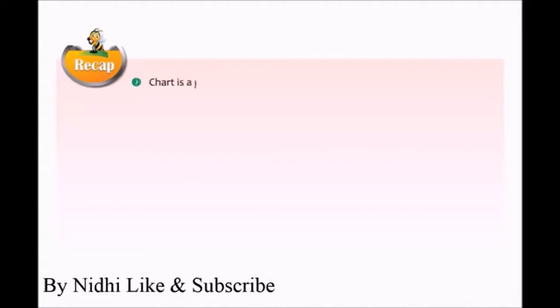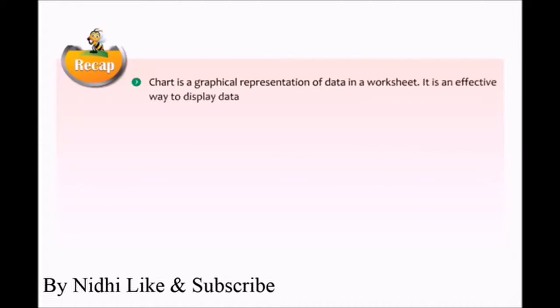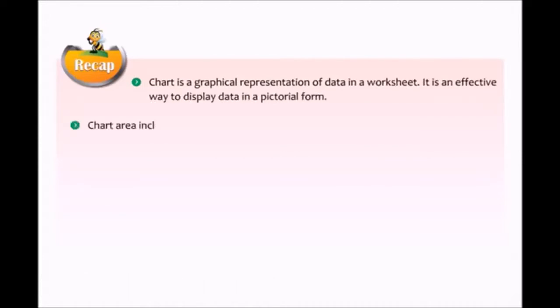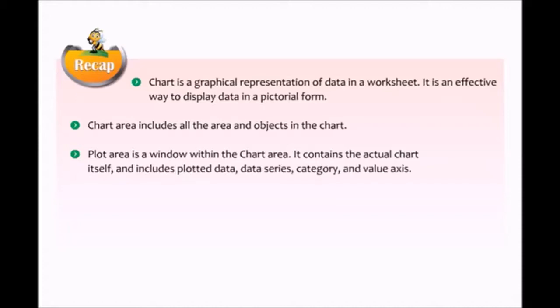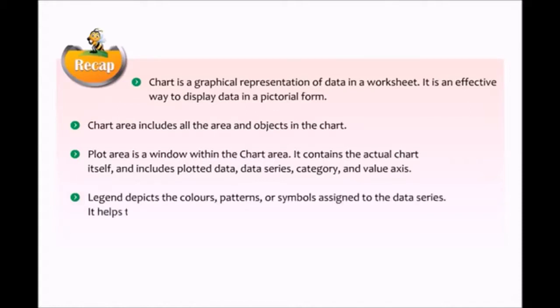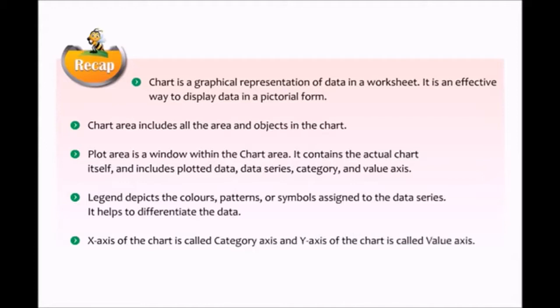Okay students, let us take a recap of this chapter. Chart is a graphical representation of data in a worksheet. It is an effective way to display data in a pictorial form. Chart area includes all the area and objects in the chart. Plot area is a window within the chart area. It contains the actual chart itself and includes plotted data, data series, category and value axis. Legend depicts the colors, patterns or symbols assigned to the data series. It helps to differentiate the data. X-axis of the chart is called category axis and Y-axis of the chart is called value axis.